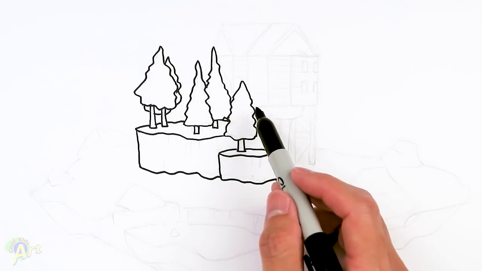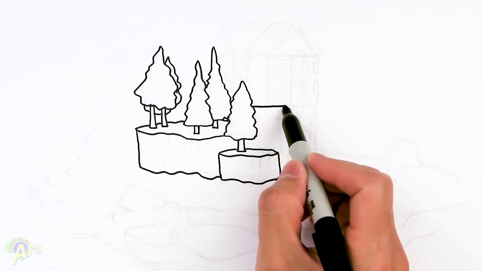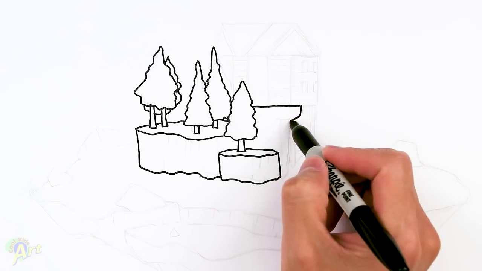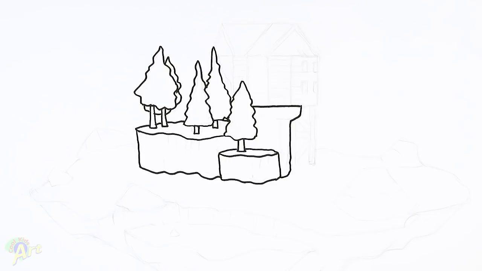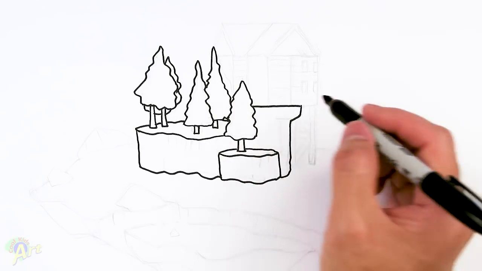So now let's draw the top for the base of the house. We're going to come across. And then this is still the rock part, so we're going to come down. Just go all the way down to here. Okay, and then the house is going to be up here. So now let's just draw it as a house.